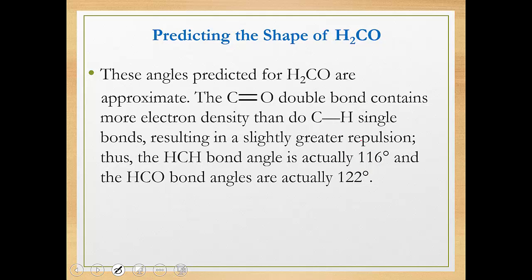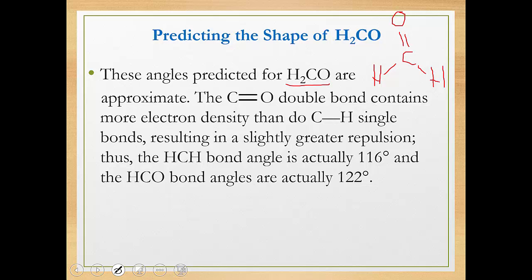Now, when we say that we have 180 degrees and we have 120 degrees, be aware that the angles that we predict for things such as formaldehyde are approximate. And this is because if we look at that structure, we've got a double bond to an oxygen and a single bond to each of the hydrogens here. The carbon to oxygen double bond has a higher electron density than the carbon to hydrogen single bonds. So because there are more electrons, if you think of it in terms of magnets, it's a slightly stronger magnet, so it's going to push a little harder.